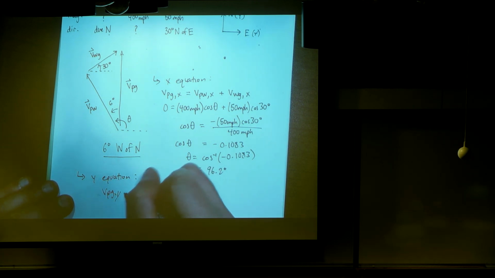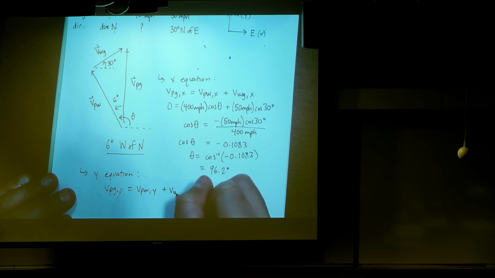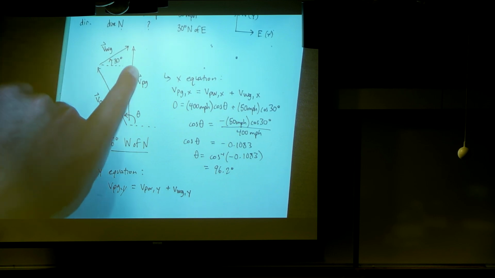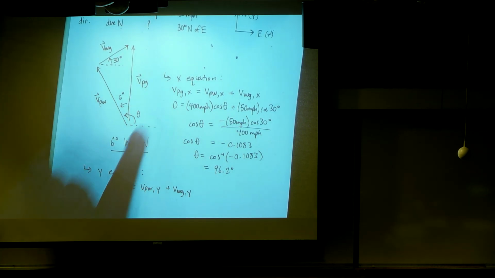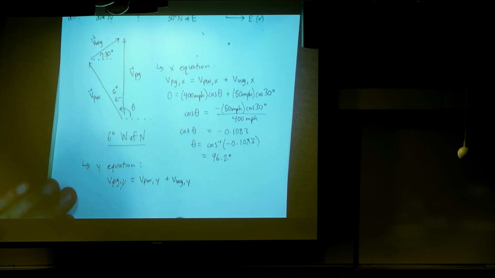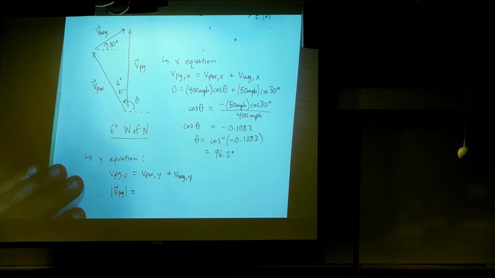So I have v_PGy equals v_PWy plus v_WGy. Okay, so for the velocity of the plane relative to the ground, remember it has no x component, it only has a y component. It's a vector that's entirely along the y-axis. So this right here is the full magnitude of that vector. That makes sense? Whenever we have a vector that just lies along one axis, that component is just the magnitude, okay?